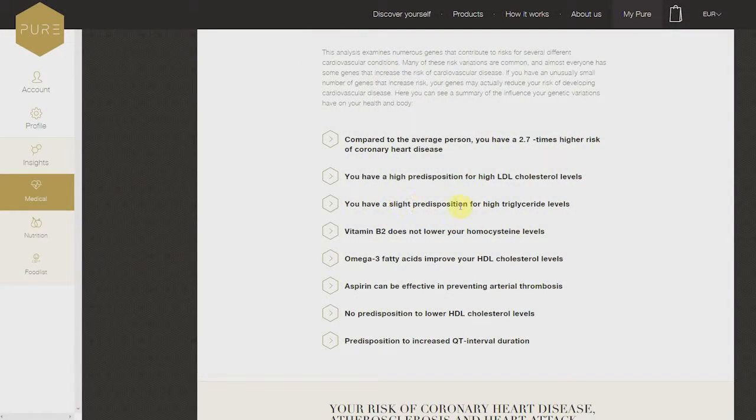Do check this page on your own profile to see what applies to you, so these things are likely to be different. This person also has a slight predisposition for high triglycerides. Vitamin B2 does not lower homocysteine levels. Omega-3 fatty acids do improve HDL cholesterol levels. Aspirin is effective in preventing thrombosis. No predisposition to low HDL cholesterol levels exists, and predisposition to increased QT interval duration exists in this case. So this quickly summarizes all of the things that you can find underneath.